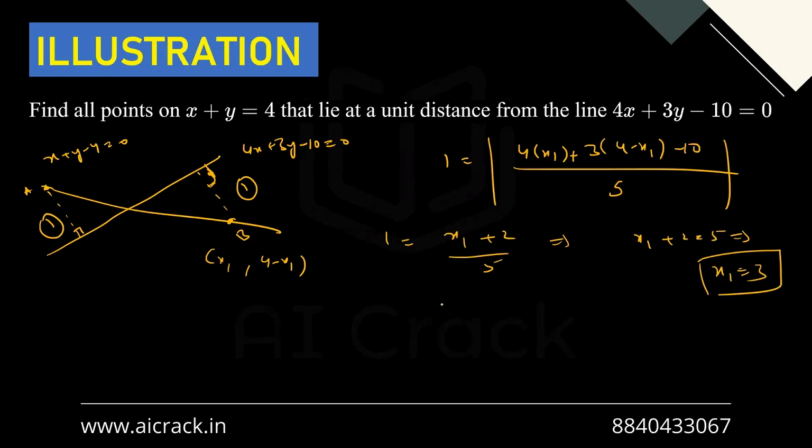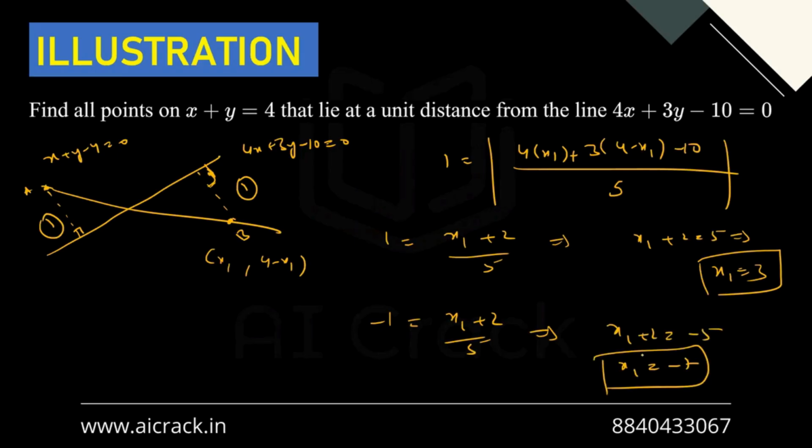So that is our first point. Now in case of the second point, we'll be solving with the minus sign. So minus 1 equals (x1 plus 2) divided by 5. That gives me x1 plus 2 equals minus 5, x1 equals minus 7. So one point would be x1 equals 3, and similarly we get the y coordinate as 4 minus 3, that would be 1. So 3 comma 1 is one point, and the other point would be 4 minus (minus 7), that would be minus 7 comma 11. So these are the 2 points which we'll be getting.